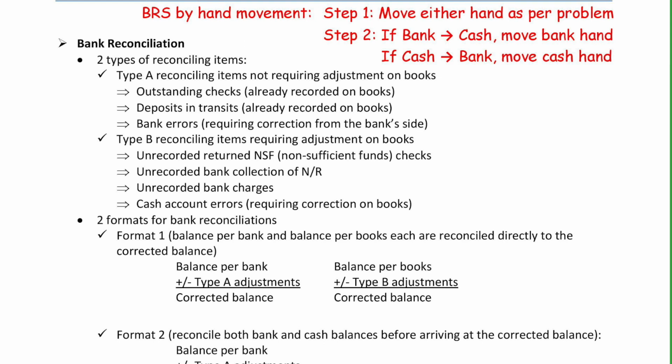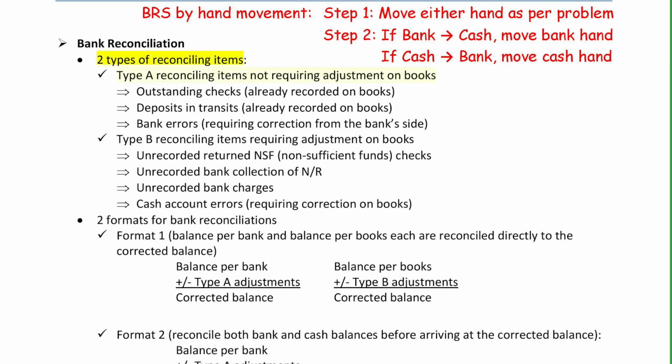So guys, once again, we're looking at BRS by hand movement. Step 1, move either hand as per the problem. Step number 2, if you're moving from bank to cash, move the bank hand. If you're moving from cash to bank, move the cash hand. So guys, this is 1, 2, 1, 2, 1, 2, and I've taught you how to jive away the BRS, the bank reconciliation statement. Now on this statement, you will have to highlight 2 types of reconciling items.